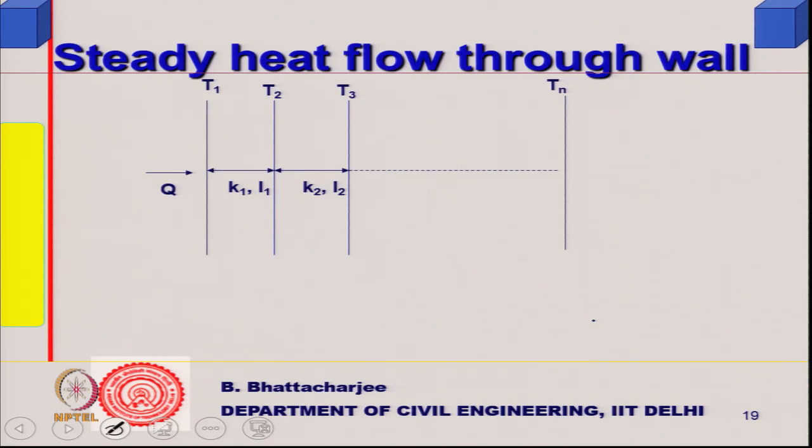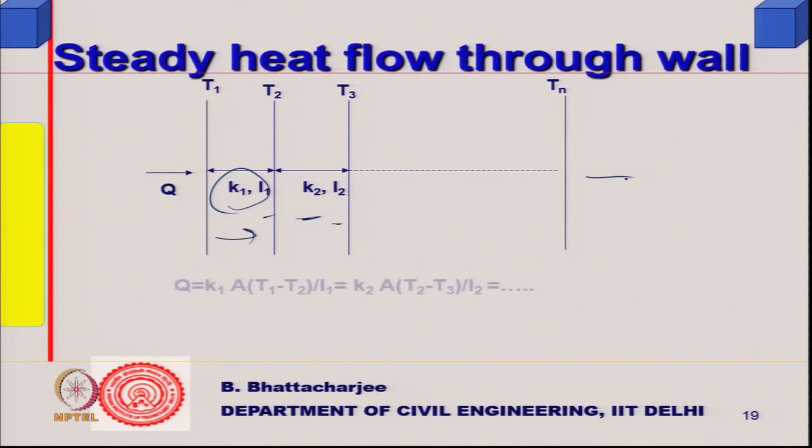Now, supposing I have a layered situation, then my temperatures are all constant, because I am looking at the steady scenario. So let us say I have one layer whose conductivity is K1, thickness is L1, the second layer conductivity is K2, thickness is L2, and so on up to Tn. Heat coming in is Q, heat going out also should be Q, because it is steady state. So the heat passing through each one of them is the same.